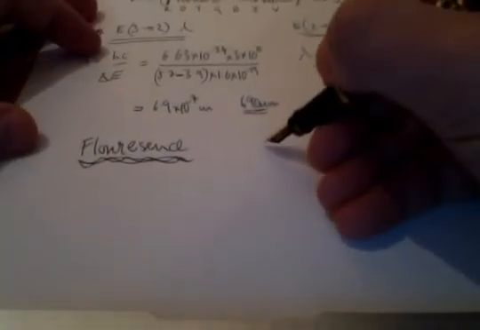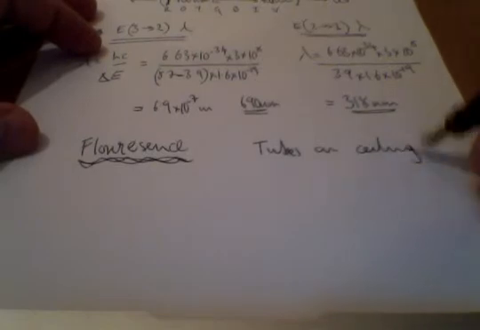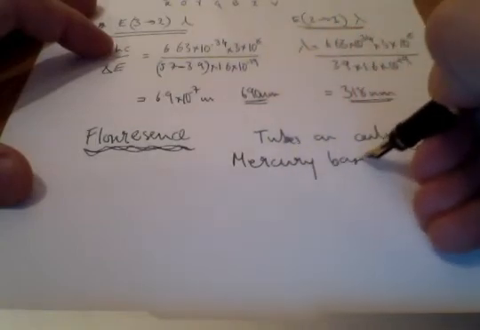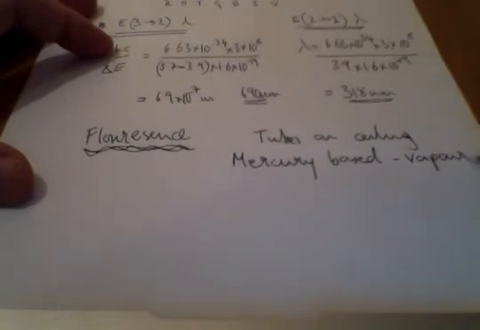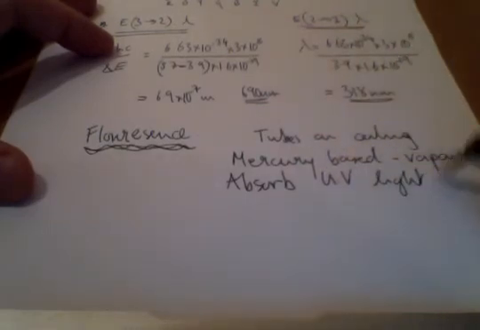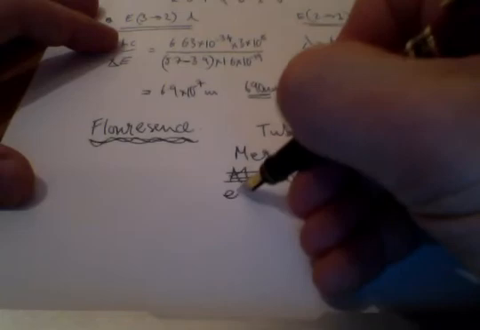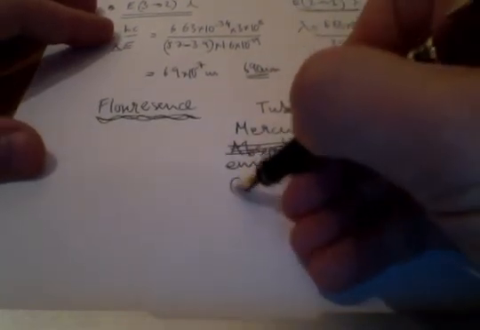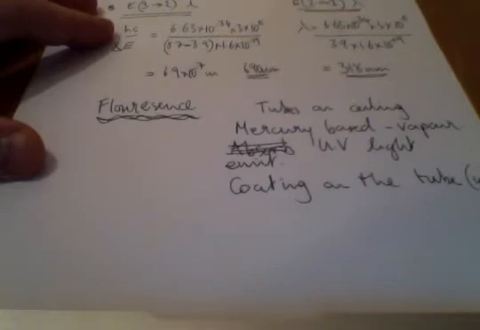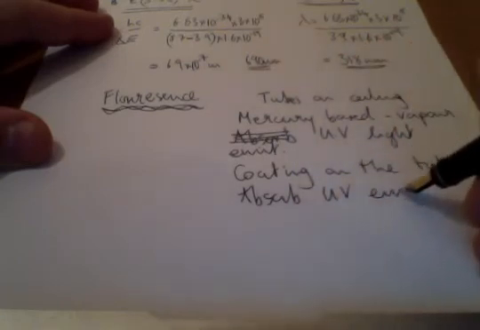Okay, importantly, mercury vapor lamps look like this. So the tubes on ceilings, they are mercury based, with a vapor. Sorry, they emit ultraviolet light. And then the coating on the tubes, the white fluorescing bits, absorb the UV and emit visible.